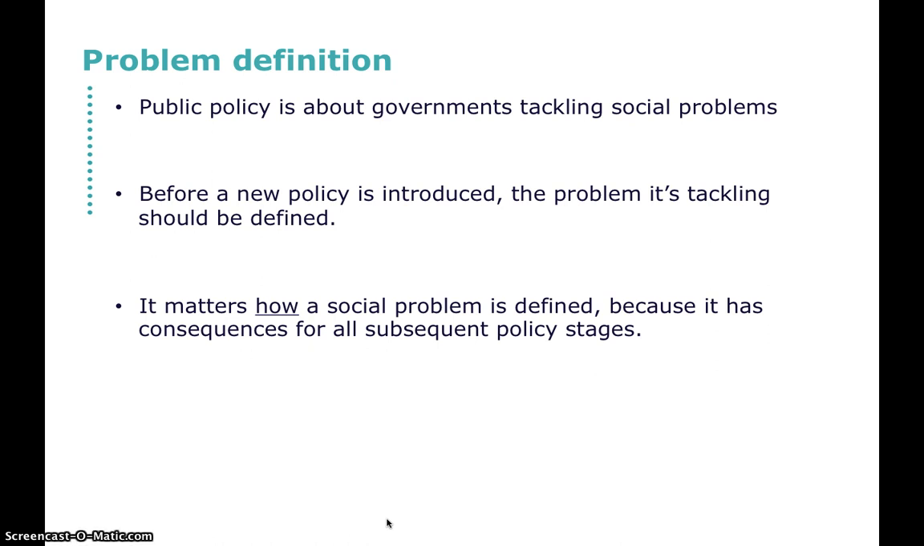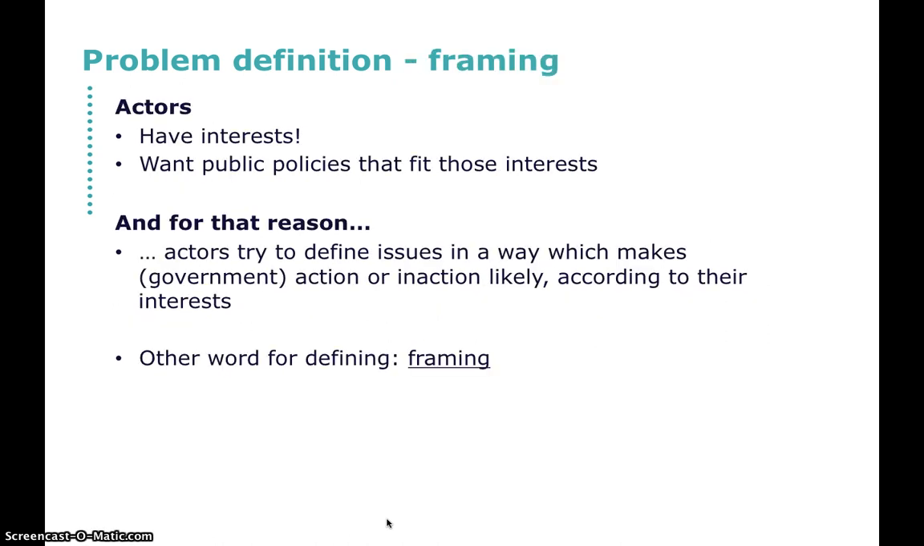Well, you might think you can simply make an objective description of a certain problem, be it unemployment or poverty or traffic jams on highways whatsoever. Well, mostly this is not the case. Mostly we cannot just objectively define a certain problem. And that is because of the different actors that play a role in the policy process.